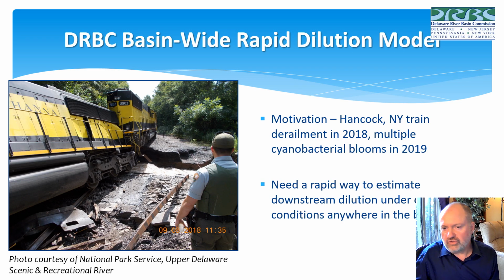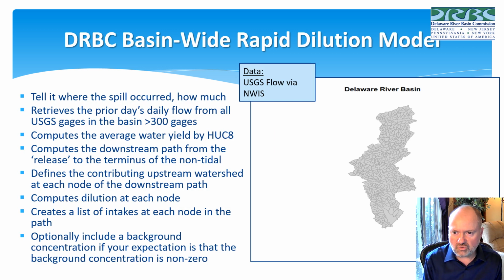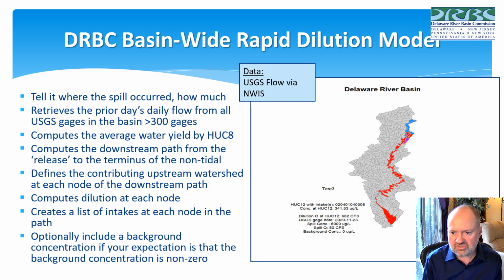Spills don't only occur in the estuary. In 2018, there was a train derailment at the top of the basin, and a good amount of diesel was spilled. And that led us to understand that we really needed a way to evaluate spill events in the non-tidal part of the basin as well. And so that resulted in this product.